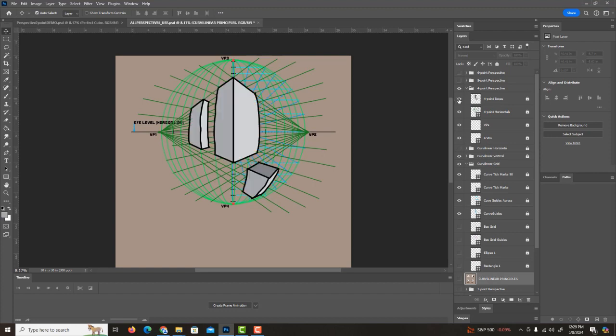So if we draw 4-point boxes, you can see that the vertical lines are straight and they're converging back to the 2 vanishing points, but the horizontal lines are curved and they're also converging back to the top and bottom vanishing points. What this does is allow you to look up and down at the same time on an image.